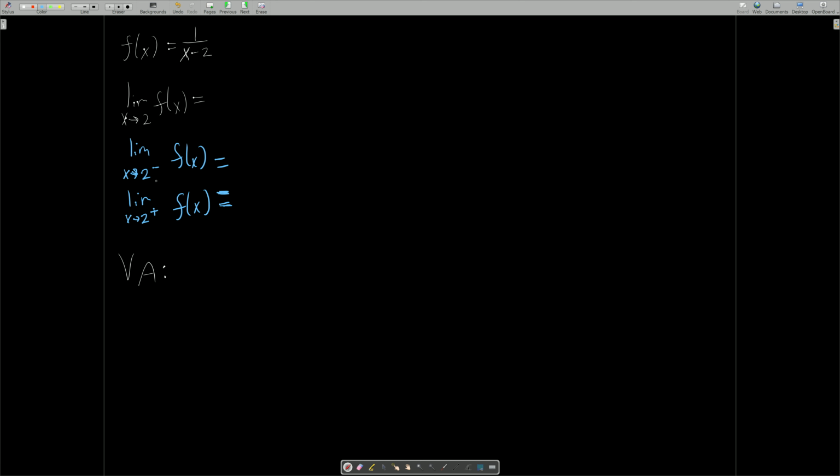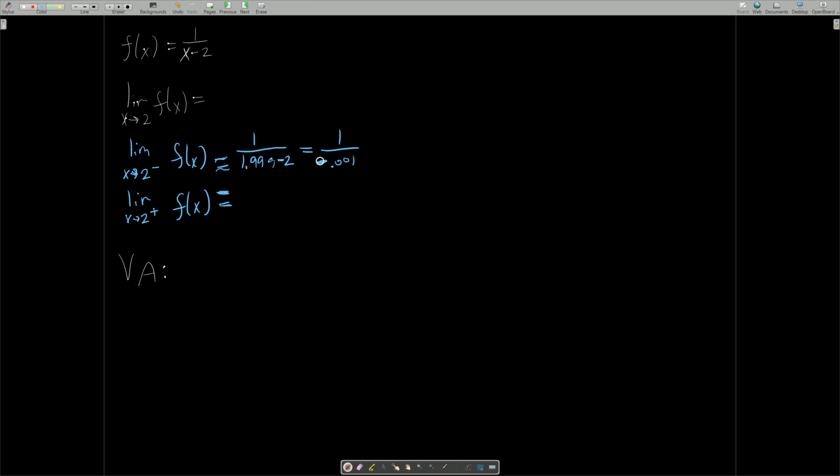As we're approaching 2 from the left, the values go from like 1, 1.5, 1.9, 1.99, 1.999. It's going to approach 2 from the left like that. So you can plug in a value that's really, really close to 2. Let's say 1 over 1.999 minus 2. Since 1.999 is less than 2, it's going to be a really small negative value, in this case negative 0.001.